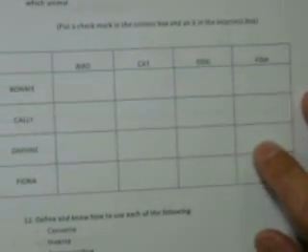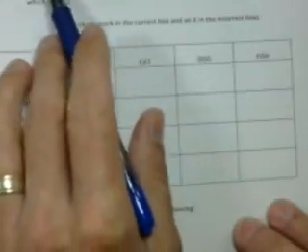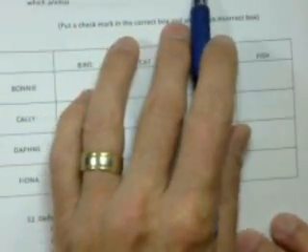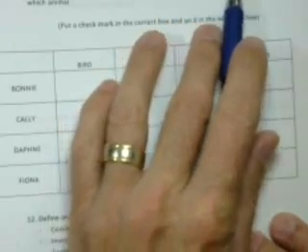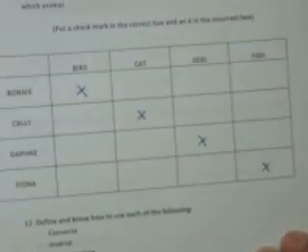Okay, number 11. Here's another interesting little logic puzzle. Now, if you notice, it says that these people all own different animals. No girl has the type of pet that begins with the same letter of her name. So obviously Bonnie cannot own a bird, Callie cannot own a cat, Daphne cannot own a dog, and Fiona cannot own a fish. So basically we're going to put an X, and if you notice the hint, put a check mark in the correct box and an X in the incorrect box.